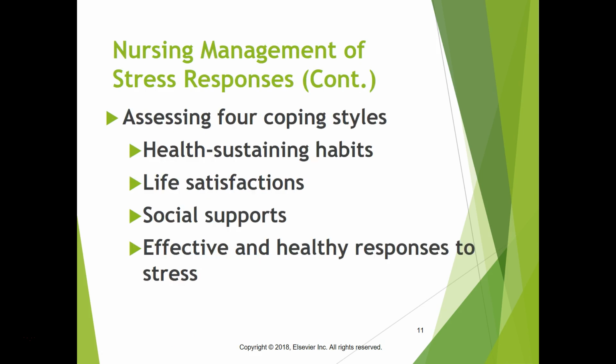So there are 4 coping styles that we can think about too. This is a really great thing to think about when we're working with patients in the clinical setting. The 4 coping styles are health-sustaining habits, life satisfactions, social supports, and effective and healthy responses to stress. When we think about health-sustaining habits, we can think about things like your diet, so having a good, healthy diet, and taking medications that you're supposed to, so being compliant with your medications, whether they're for a physical problem or for a mental illness, relaxation, and really pacing your energy.